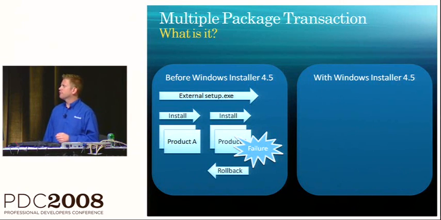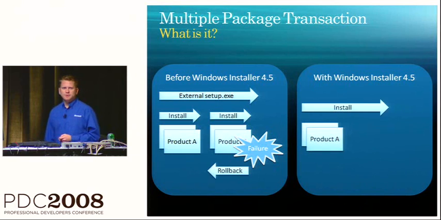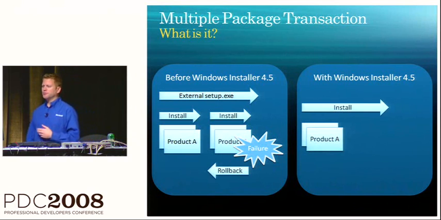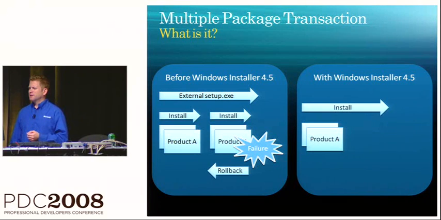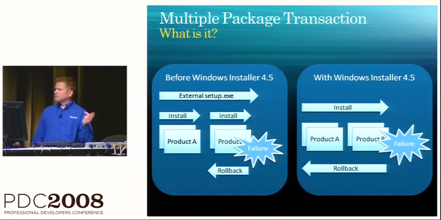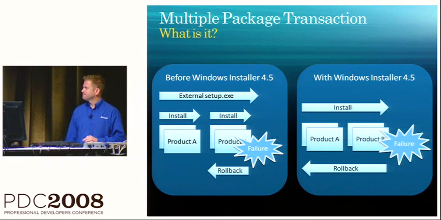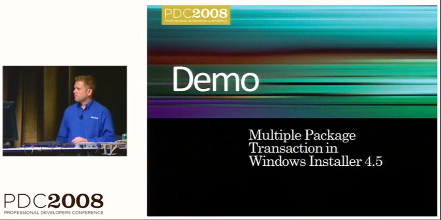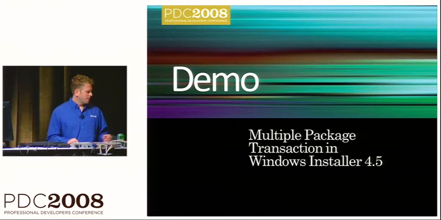So with Windows Installer 4.5, what we did is we essentially gave you the ability to create a single transaction that covers both of your products, or as many as you want. So I have package A, package B, I get a failure, and the transaction rolls back completely to the beginning of the whole thing. And let me go ahead and show that to you.